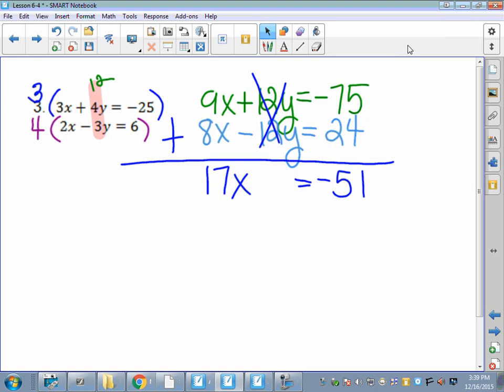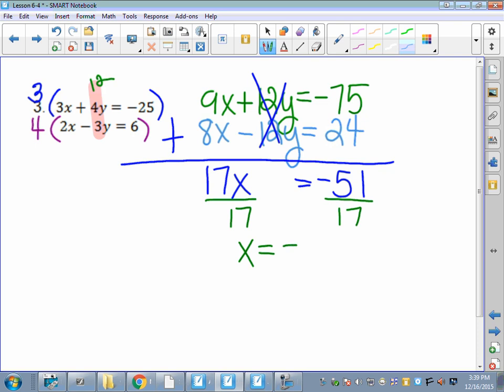And then I got a one-step equation. Finish solving that. Divide both sides by 17. It looks ugly, but I'm pretty sure that comes out to a negative 3.